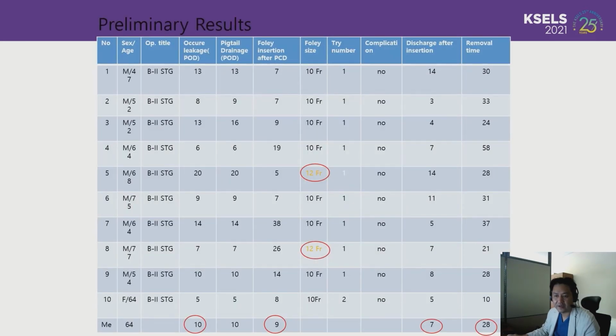This is our preliminary results for 10 patients who underwent Foley catheter insertion due to duodenal stump leakage. Only duodenal stump leakage patients are included in our preliminary study. Duodenal stump leakage was diagnosed on average 10 days after surgery, and first drainage catheter insertion was performed immediately. After 9 days, we exchanged to 10 to 12 French Foley catheter. On average 7 days after Foley catheter insertion, patients were discharged and removed Foley catheter after 1 month in our outpatient clinic.